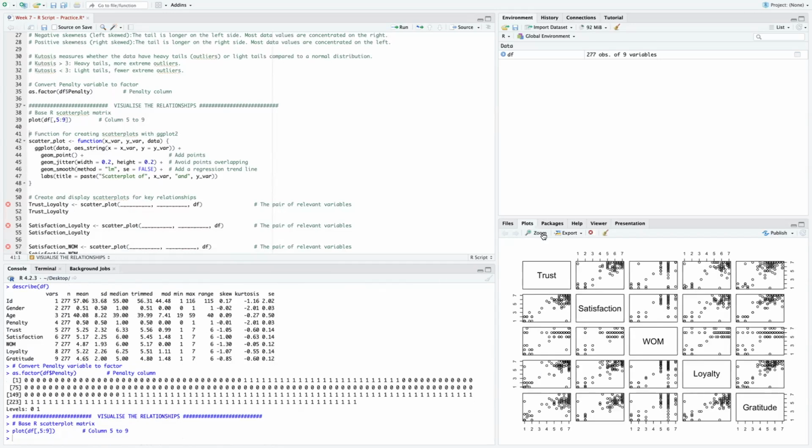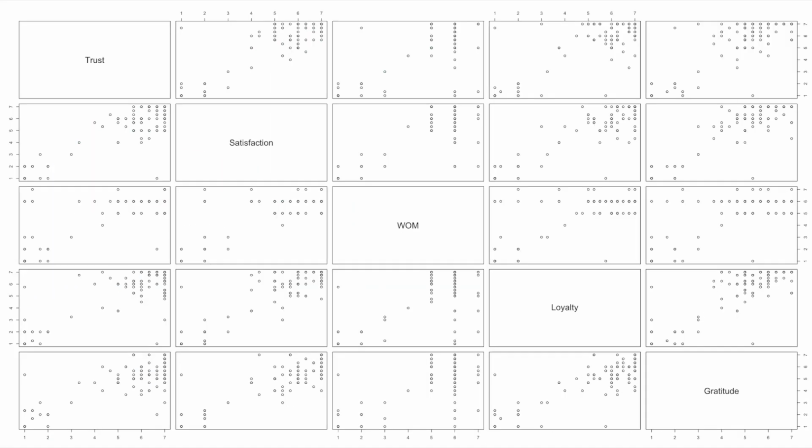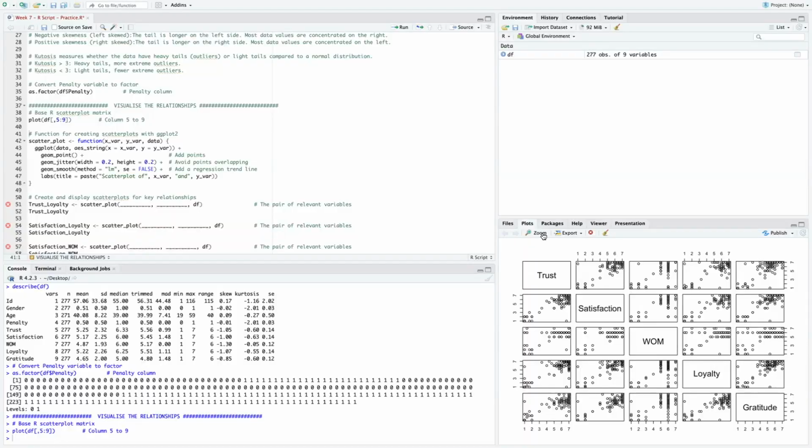Now we can zoom in and check the scatter plots we have right now, which potentially show the relationship between two continuous variables. For instance, right here, you will see the relationship between trust and satisfaction. They have a potential linear correlation with each other.